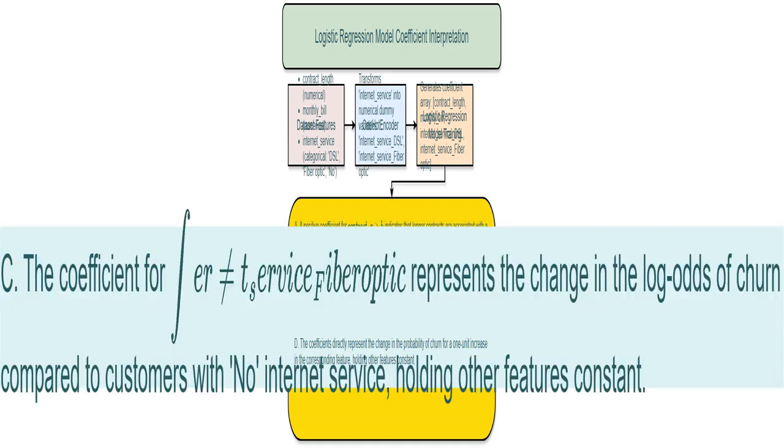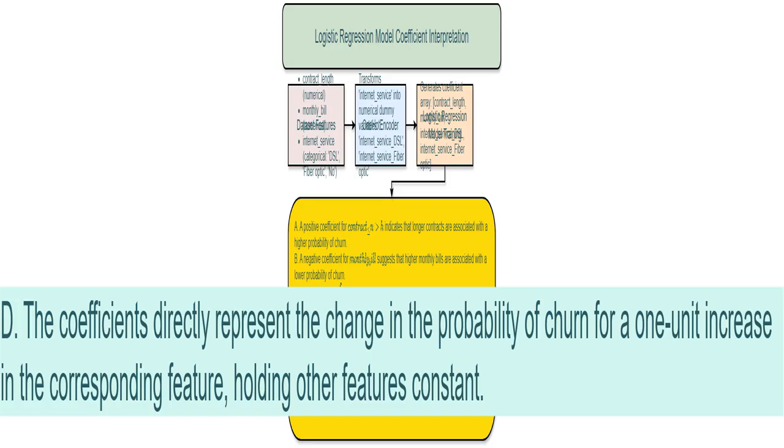Correct. Because no internet service is the reference category, represented by zeros in both dummy variables. This coefficient shows the difference in log odds between having fiber optic internet and having no internet service, while keeping other factors steady. Incorrect. The coefficients represent changes in the log odds, not the probability directly. To get the probability, I would need to apply a sigmoid function to the log odds.